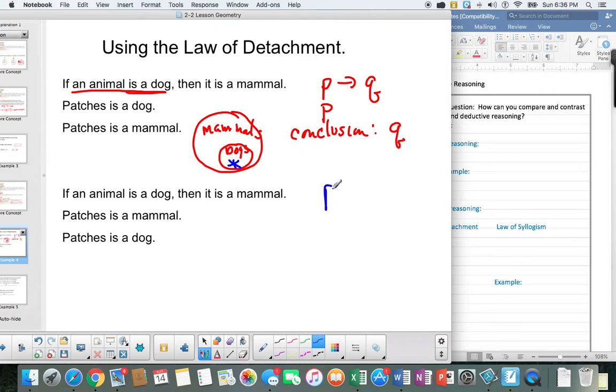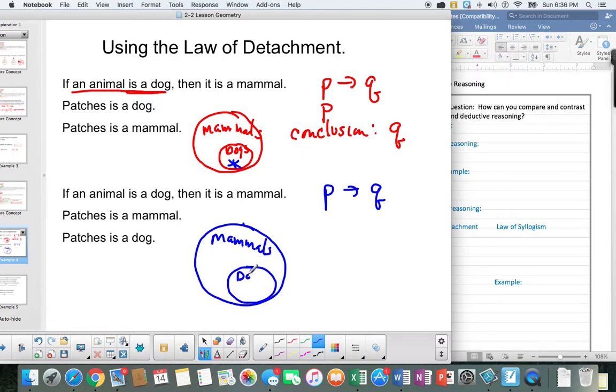If an animal is a dog, then it is a mammal. And remember that the conclusion is the big group, mammals, and the hypothesis is the little group, which are dogs. Now, the second sentence says Patches is a mammal. Now, Patches being a mammal, he doesn't have to be in the dog set. He could be right here. He could be an elephant or something else like that. So we have Patches.